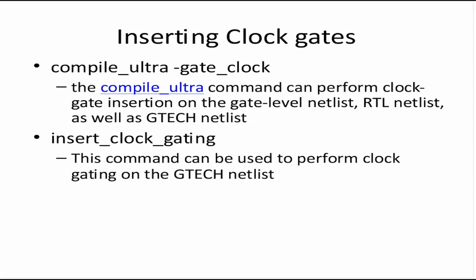You can read the netlist, the already synthesized netlist. You can say compile_ultra -gate_clock, and compile ultra will do that for you. There's one more command called insert_clock_gating, but it only does that at the RTL stage, right? So the preferable command to use is compile_ultra -gate_clock. Although both of them do the same thing, insert_clock_gating cannot do it on an existing synthesized design, right?